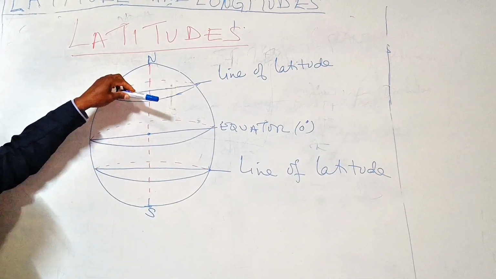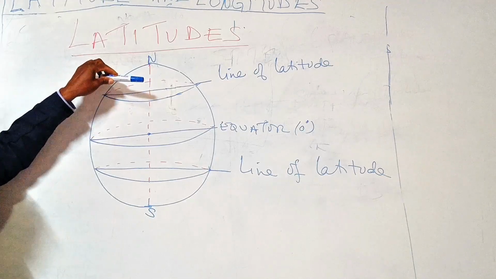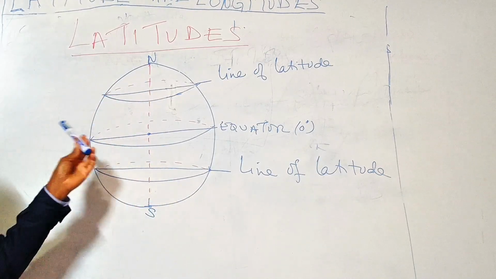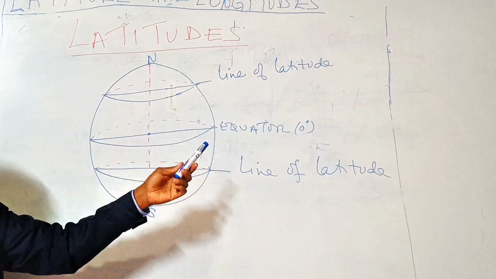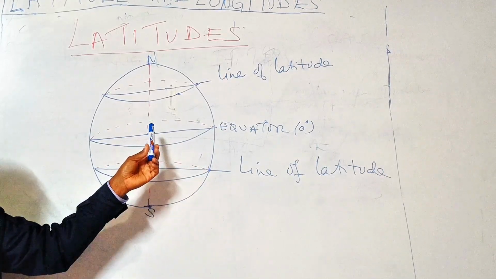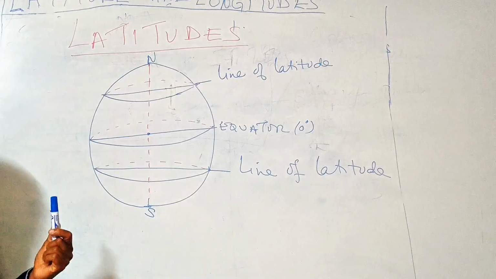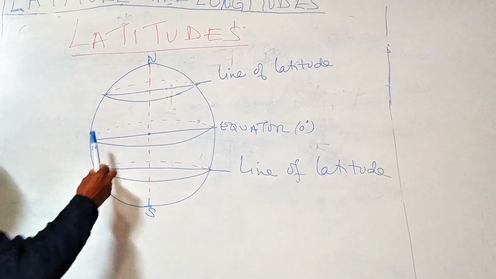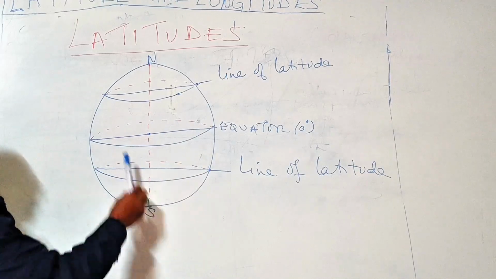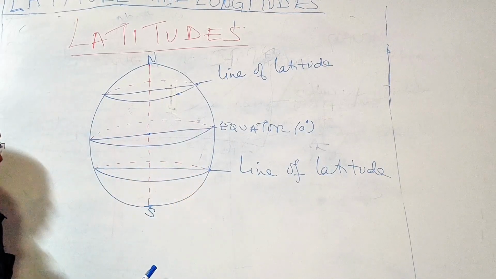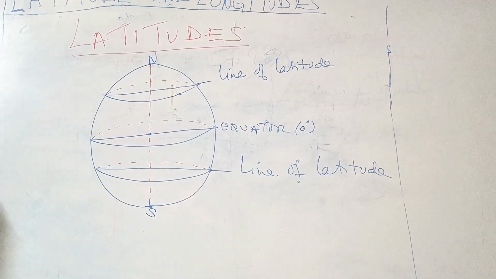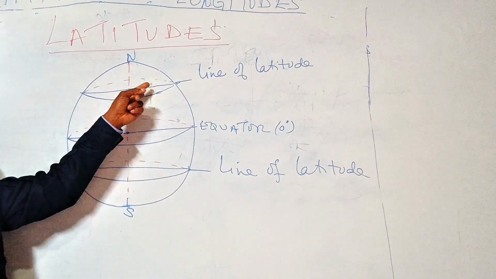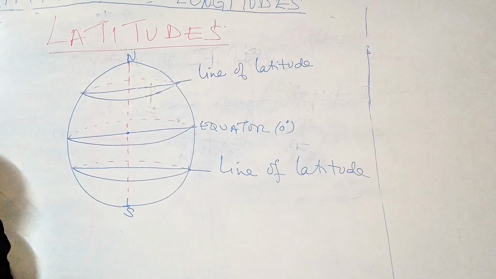All the other latitudes are small circles, but the equator is a great circle because the radius of the equator is the same as the radius of the Earth. All the small circles are parallel to the equator. The latitudes are measured in degrees north or south of the equator.